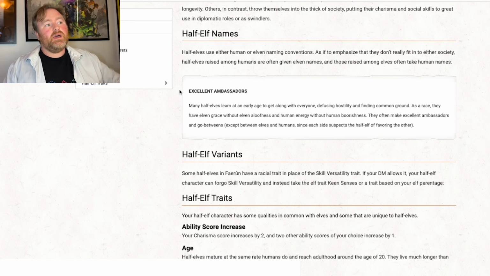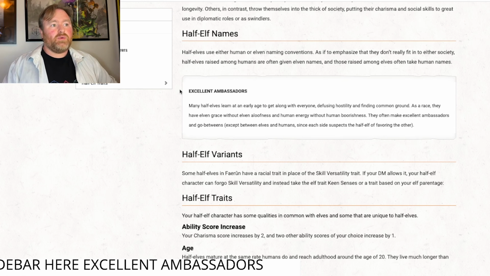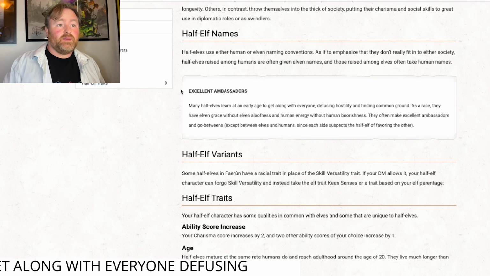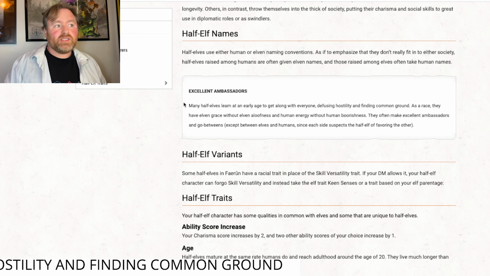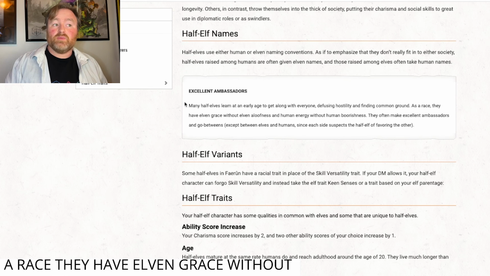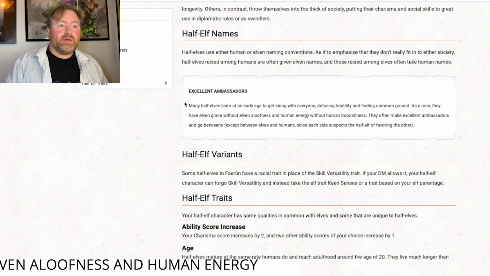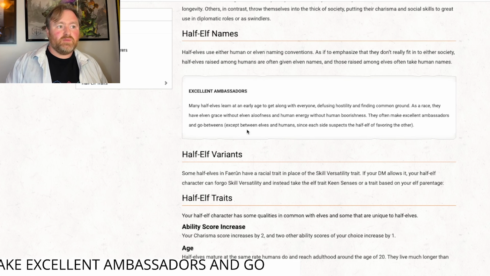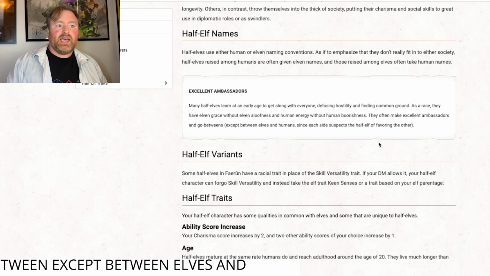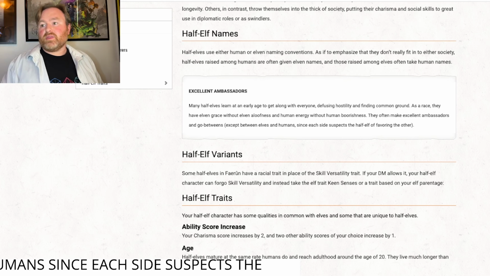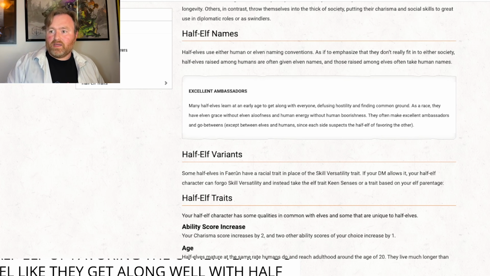Excellent ambassadors. Many half-elves learn at an early age to get along with everyone, diffusing hostility and finding common ground. As a race, they have elven grace without elven aloofness and human energy without human boorishness. They often make excellent ambassadors and go-betweens, except between elves and humans, since each side suspects the half-elf of favoring the other. Yeah, you feel like they get along well with half-orcs, because it's probably a comparable life experience.